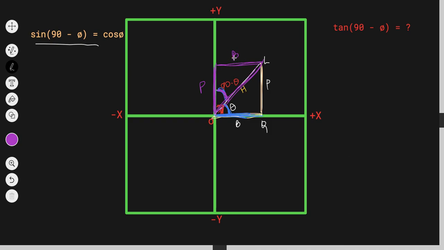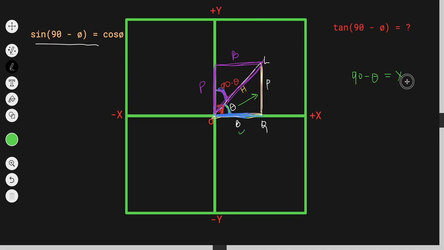Now let me ask once again, what is the base for this theta? It is this part. What is the perpendicular for this theta? It is P. What is the base for 90 minus theta? It is P. What is the height? It is the side which is in front of it, B, correct? Now initially I told you that 90 minus theta, I have assumed it to be x. One of the reasons is that x is much smaller.